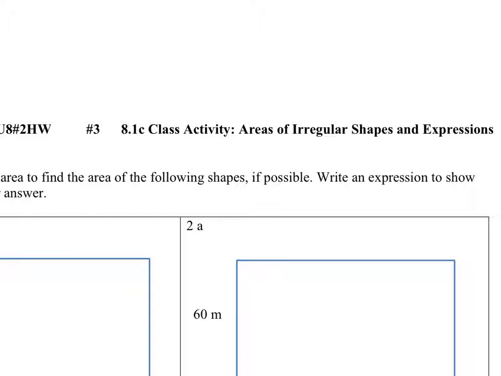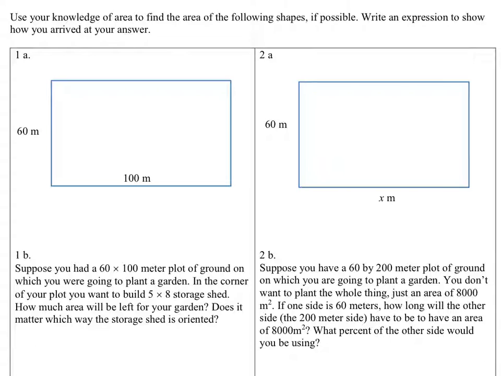Today's objective for you guys is that we can find the area and even the perimeter of some irregular shapes, but this time they're going to be sometimes written as expressions, which means that we may have some variables inside. Alright, use your knowledge of area to find the area of the following shapes if possible. Write an expression to show how you arrived at your answer.